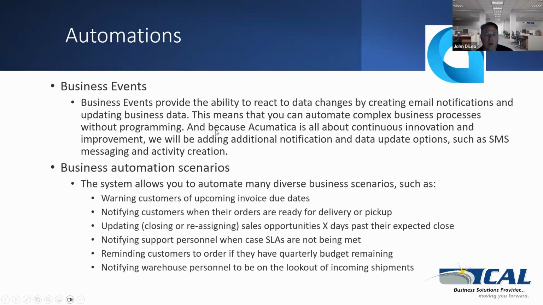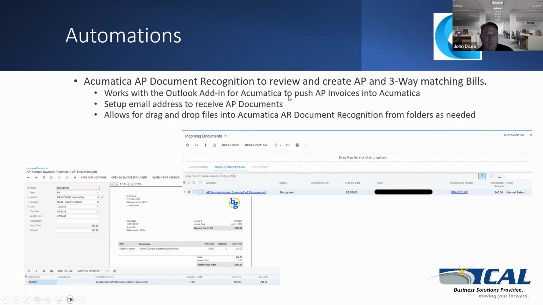We don't have to write a program. We don't have to write customizations. We're just configuring the system based on the built-in tools, right? And of course, Acumatica is continuing to innovate on this and trying to make it low-code, no-code. So a couple of examples of automation scenarios that you might want to have involved, right? And we just went through the AP document recognition.